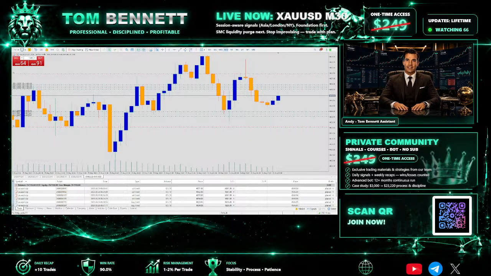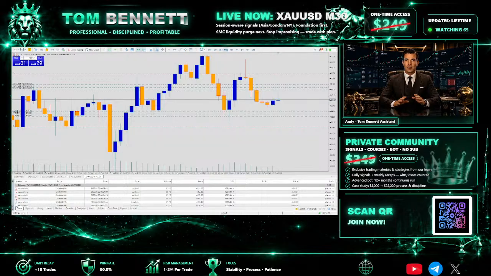When these 3 layers support the same idea, the setup becomes stronger. When they conflict, you should be careful. A clean setup is not just a chart pattern. A clean setup is a chart pattern that appears in the right market environment. Now let us talk about the second filter, location. High probability trades happen at meaningful locations. They do not happen randomly in the middle of nowhere.